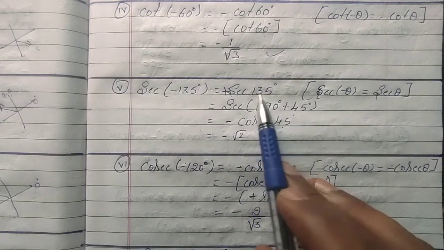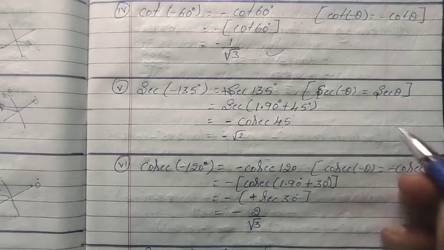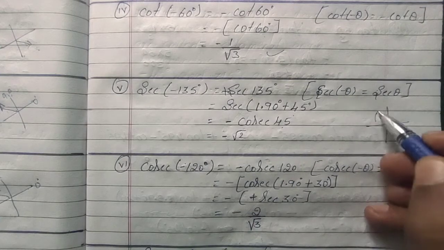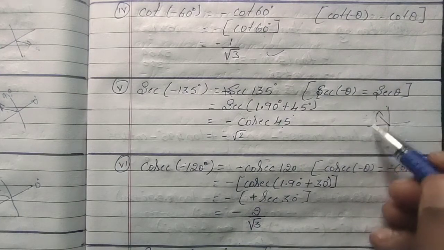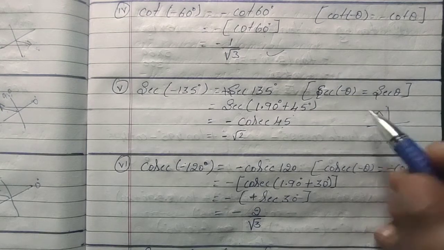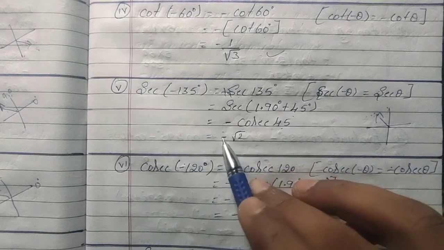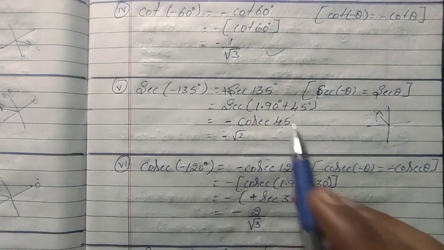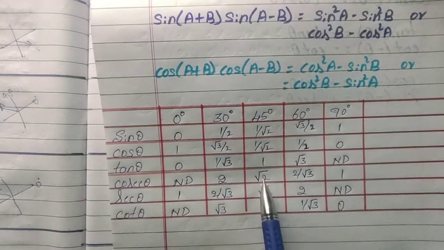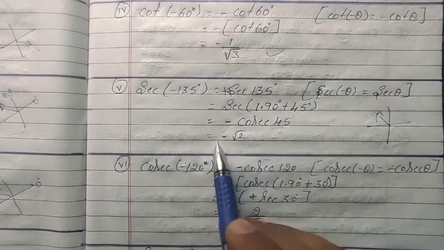After that we should decide the sign for our result. So look at this angle 135. Where does this 135 lie? It lies in the second quadrant, more than 90, less than 180. Therefore in the second quadrant secant is negative. So now minus is our result. So minus cosecant 45. What is cosecant 45? Cosecant 45 is root 2. Therefore minus root 2 is our result.